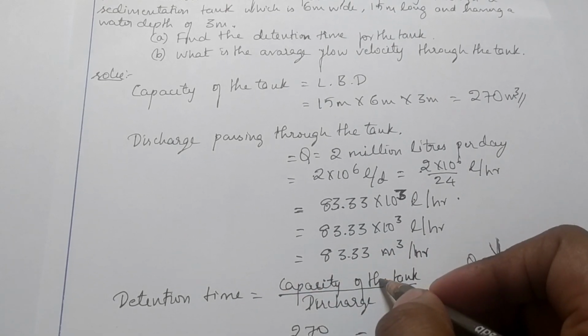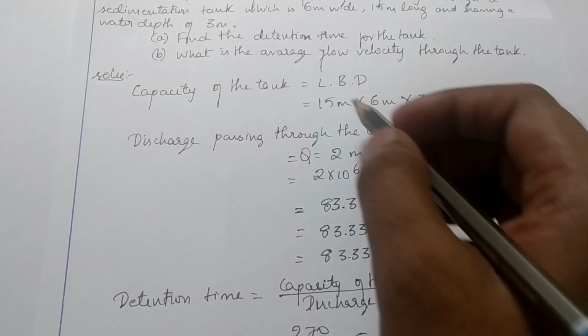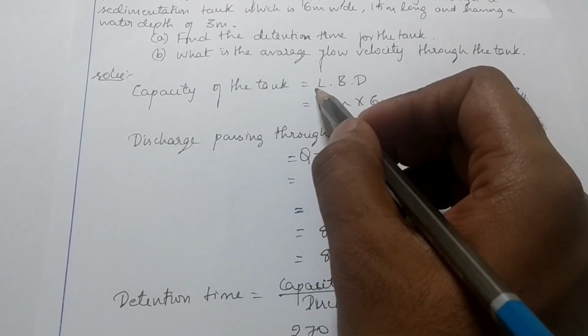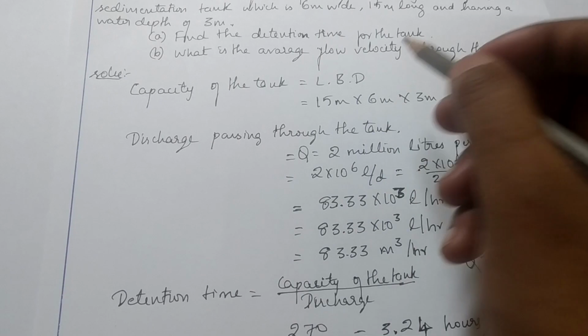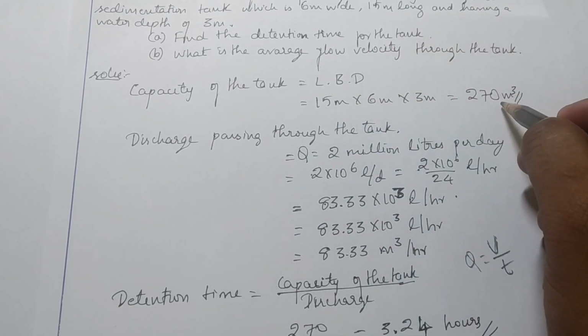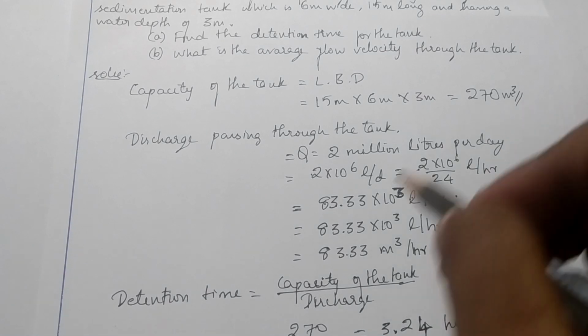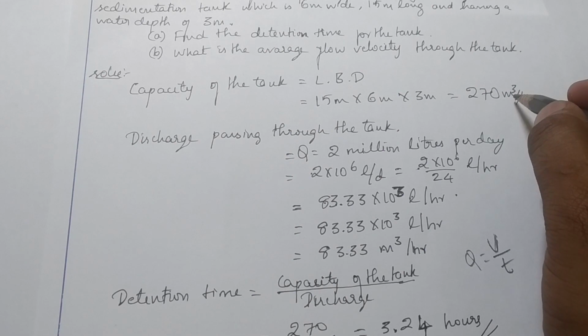So in order to find out the capacity, the dimensions are already given. So here the capacity of the tank is nothing but length into breadth into depth, or breadth into length into height, whatever way you can write it down. So after substituting, you will get 270 meter cube as the capacity of the volume, and you need to calculate the discharge, because the volume is in meter cube.